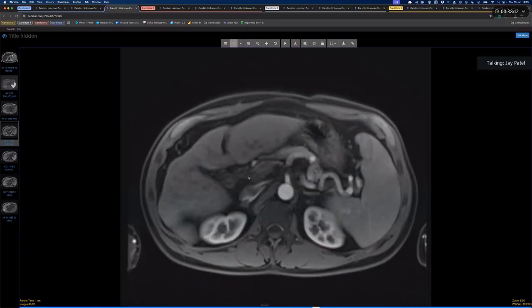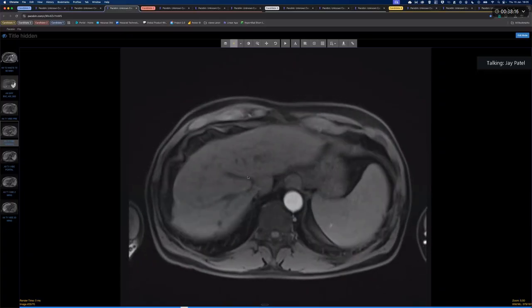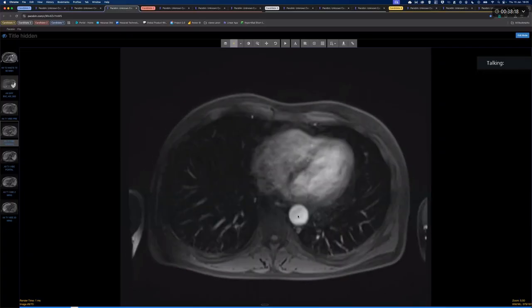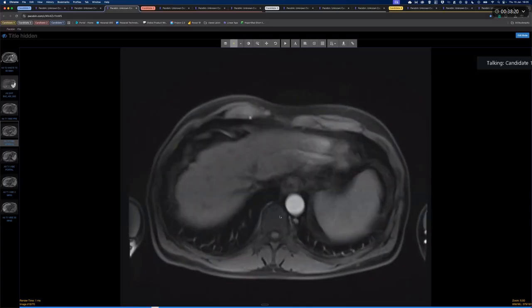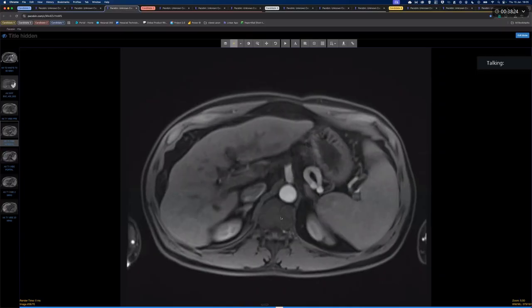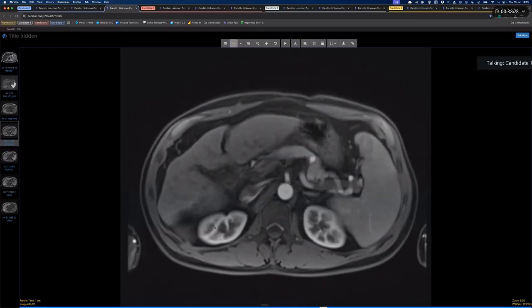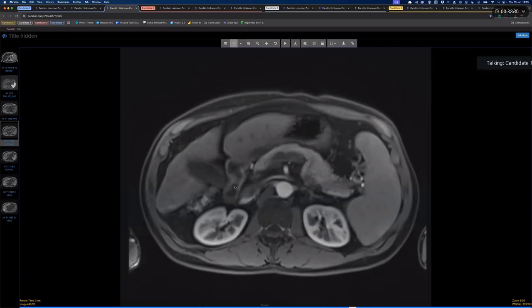Talk me through what you think about the quality of this arterial phase. The quality of the arterial phase. Yeah. Okay, so this is the early arterial, as I can only see the cortex of the kidneys.